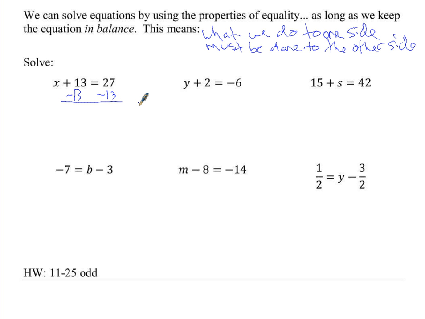So we get x. The 13 minus 13 becomes 0. It's gone, okay? The equal sign comes down. And then we have 27 minus 13, which is 14. We get x equals 14. X is now all by itself, so that's my answer. Did you get it?